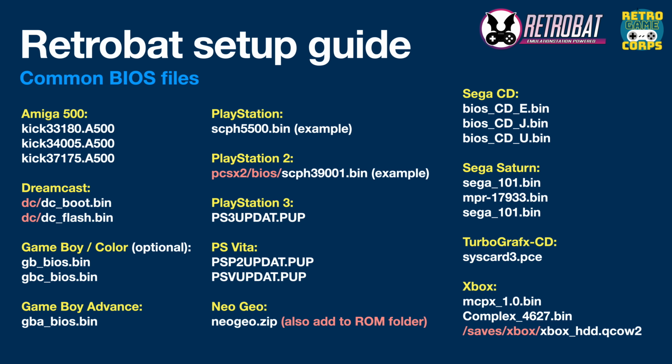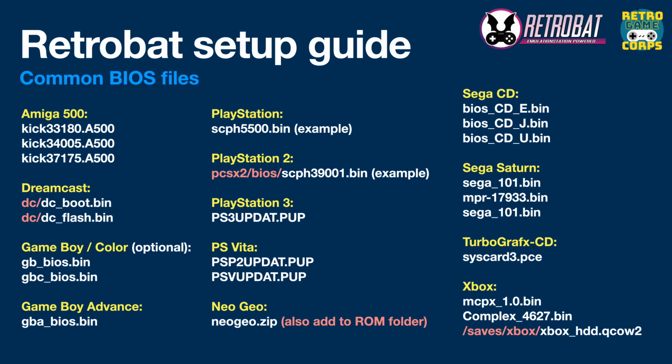Now BIOS files, like game files, are copyrighted, so I'm not going to share how to find them, so you're going to be on your own. But at the very least, when you do find these files, look for those that match these exact file names. And also note that some of these BIOS locations are going to be a little bit unique. For example, with Dreamcast, they have to go in their own folder labeled DC.